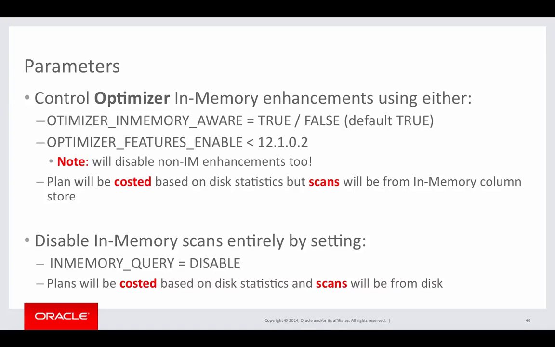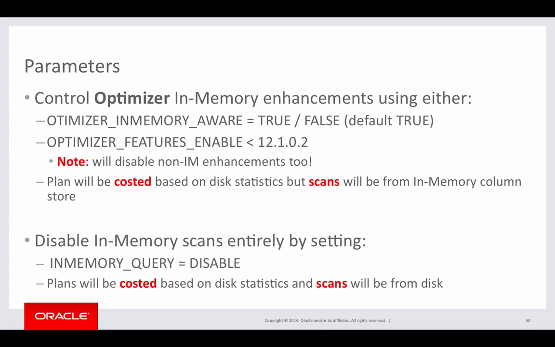Now, if you set it to false, on the other hand, then what you're telling us is don't factor in any of the information you know about the in-memory column store when you're coming up with the execution plan for my queries. That doesn't mean the query still won't benefit from scanning the data in memory if the execution plan we come up with does use a full table scan or a full partition scan, but the costing of the query and the execution plan won't factor in any of the information we have about the in-memory column store.